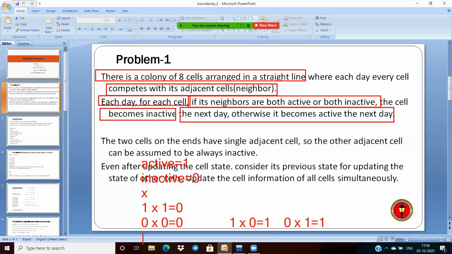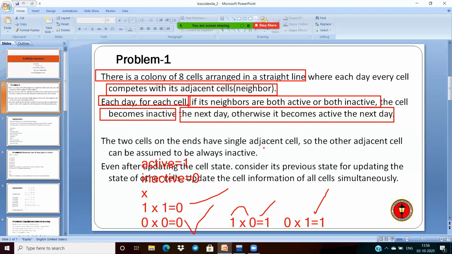So we observe four scenarios here. When the x has neighbors left and right both active, the next day it changes to 0. If both are inactive, it is also 0. But if they are different, 1 0 and 0 1, in this scenario you will get active.